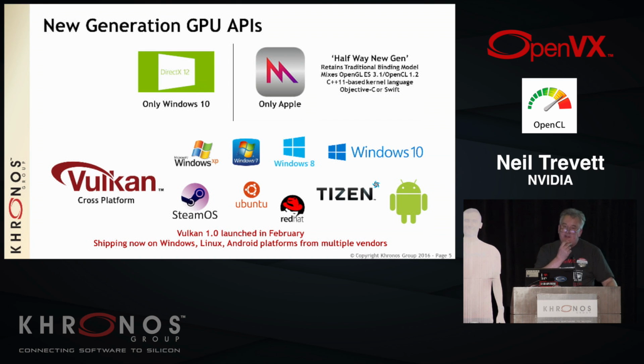Metal is kind of interesting. It's kind of a halfway new generation. It retains more of the traditional architecture from the older APIs. So it's kind of a mix of OpenGL ES 3.1 plus some OpenCL 1.2. It does have a C++11 based kernel language, which can be nice. Although, of course, it's in the Apple ecosystem, so you use Objective-C or Swift to program it.